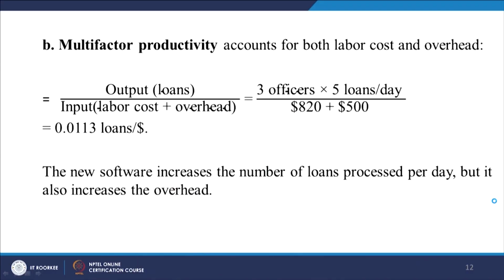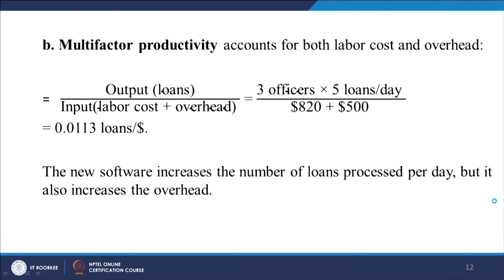Now let us see what is the influence. The labor productivity in the current scenario we have already seen. Now the multi-factor productivity in the current scenario is, as we know, that 3 officers are processing 5 loans per day. Input is the labor cost plus the overhead. So the labor cost is $820 plus the overhead cost in the current scenario, when we are not using the software, is $500. So the productivity is 0.0113 loans per dollar spent. That is the number of loans per dollar spent, and this is the unit already given to us in the problem statement, that we have to calculate the multi-factor productivity in terms of loans per dollar. So we have calculated in the same units.